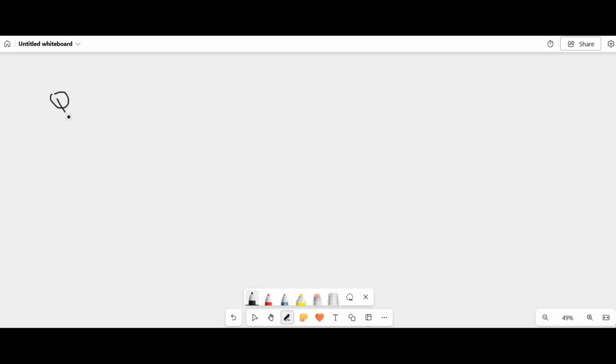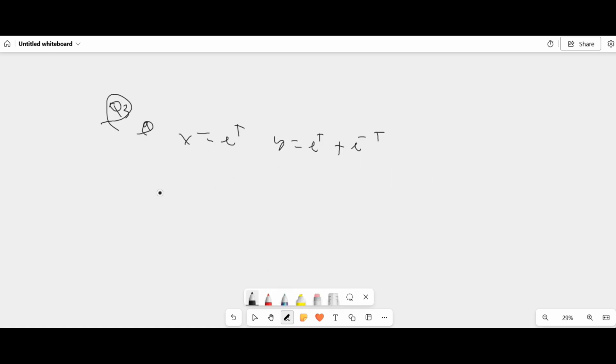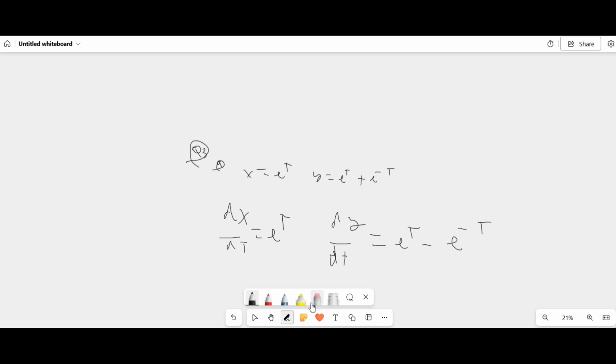Alright, cool. Alright, question 3a. So we got x equal to e^t, and then we got y is equal to e^t plus e^(-t). Now what you want to do here is you want to differentiate both of them. So differentiate dx here, so dx over dt here is going to be e^t. Then differentiate dy here, so dy over dt is going to be e^t, and then bring the negative down, so negative e^(-t).